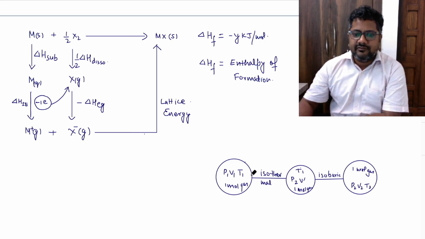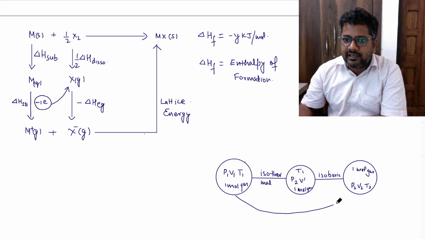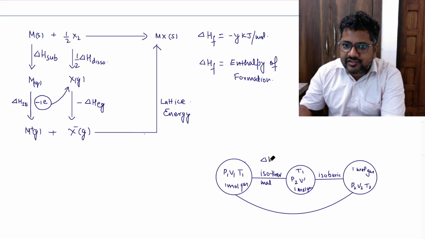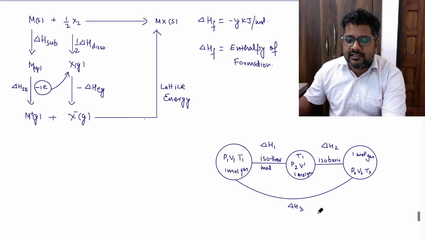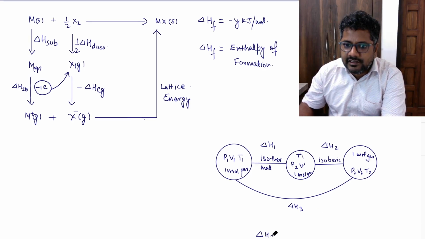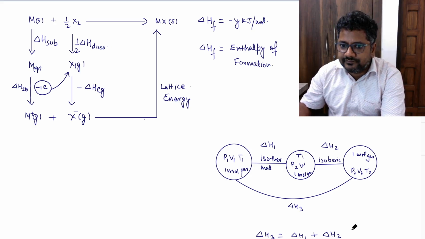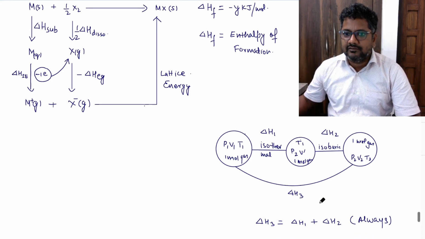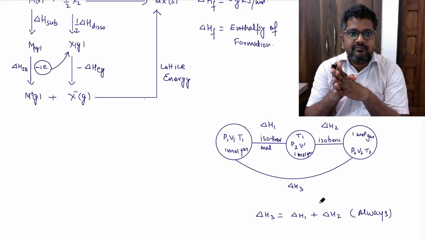Right? So whether we are moving in 2 steps or in the same 1 step, directly from here to here, I'm changing pressure from P1 to P2, volume from V1 to V2, and temperature from T1 to T2. So if here enthalpy change is delta H1, and here enthalpy change is delta H2, and here enthalpy change is delta H3, then as per the thermodynamics laws, we can write delta H3 is equal to delta H1 plus delta H2 always. And this is the property of state function. They are path independent.